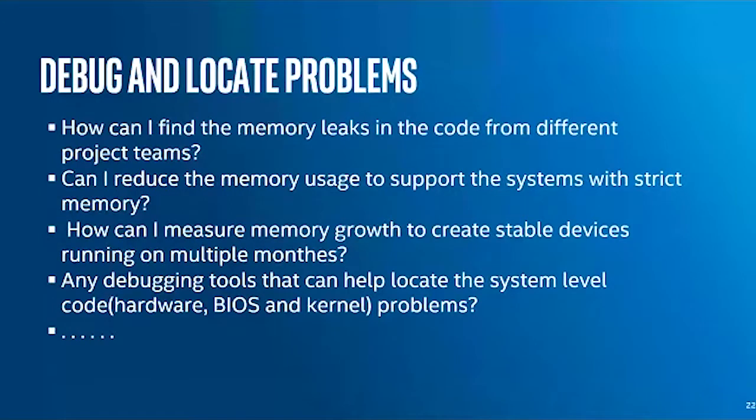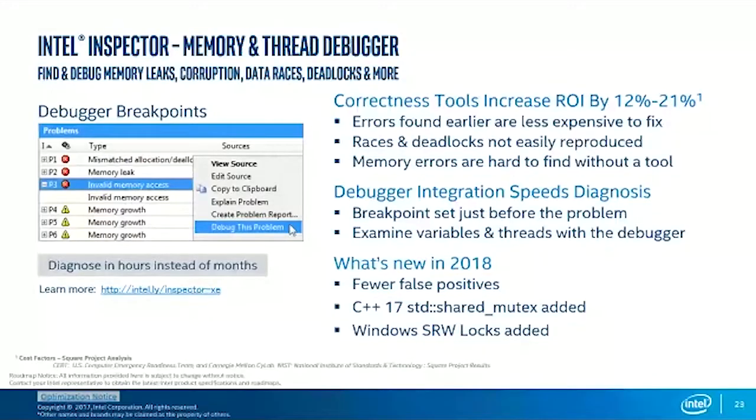First, we do have Inspector. It's a tool for memory and thread debugging. It's a correctness tool that improves ROI, in general by 12% up to 21% on a case by case basis.